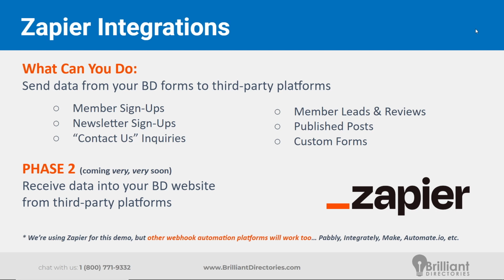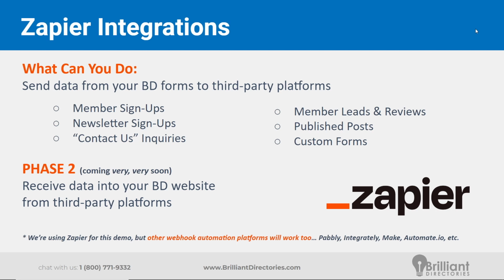First of all, let's go over the Zapier integration and webhooks and what you can do, and looking a little bit into the future. So right now, what you can do with webhooks on your Brilliant Directories site is you can send data from various forms on your Brilliant Directories website out to third-party platforms. We've covered this before, but some of these forms would be like when new members sign up, when somebody signs up to your newsletter, if somebody sends you a message through your contact form, when new leads are submitted to your members, and when your members receive new reviews.